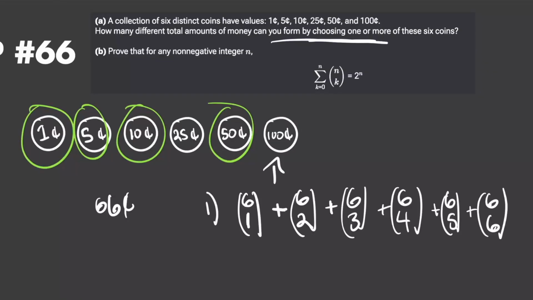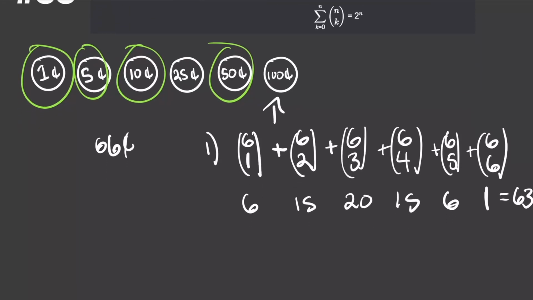So this is going to be our final answer, where this is 6, this is going to be 15, this is going to be 20, 15, 6, and 1. Now again, the reason that we didn't add in 6 choose 0 is because we need at least 1 or more of these 6 coins, right? We can't deal with the empty subset. And when you end up summing all these, you get 63. But now there's also another way to think about it.